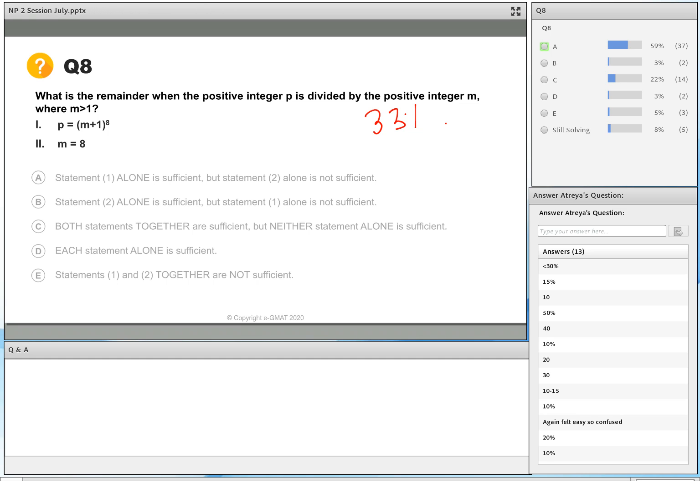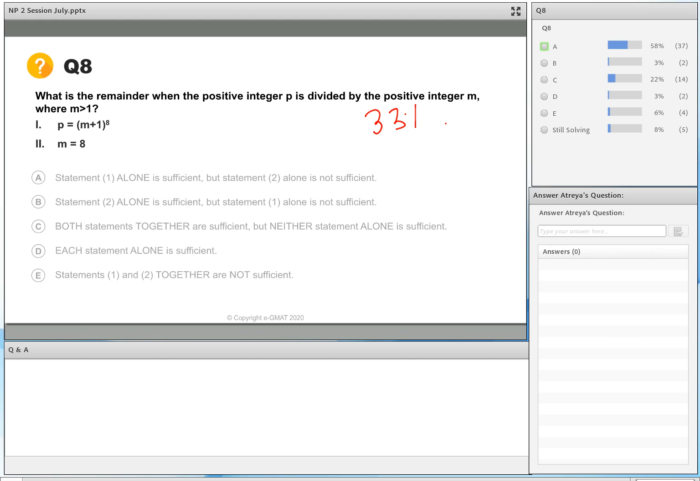It's 59%, so it's almost double of what we had. Again, felt easy, so confused? No, you don't have to be confused. You just have to be confident in your attempts. That's it. Okay, so let's end the poll over here. Clear all the answers. Thank you for all of your answers.